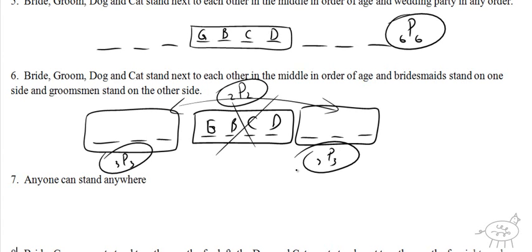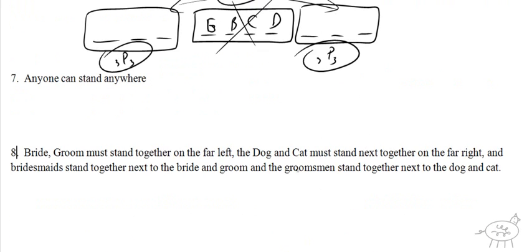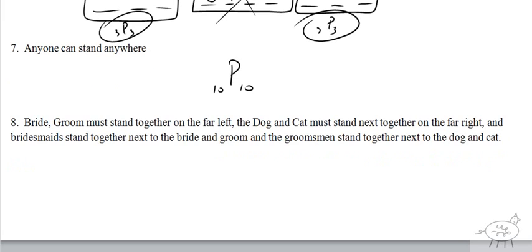Okay? Number 7. Anyone can stand anywhere. Well, what do we have here? Right? We have 3 groomsmen, 3 bridesmaids, that's 6. And plus the groom, bride, cat, and the dog. So that gives us a total of 10. So it's 10P10, which is actually a very large number.